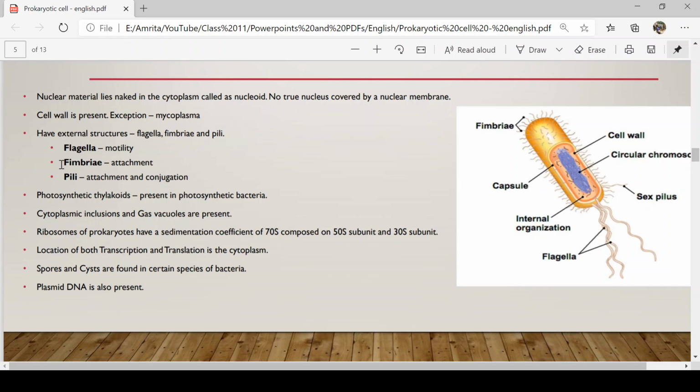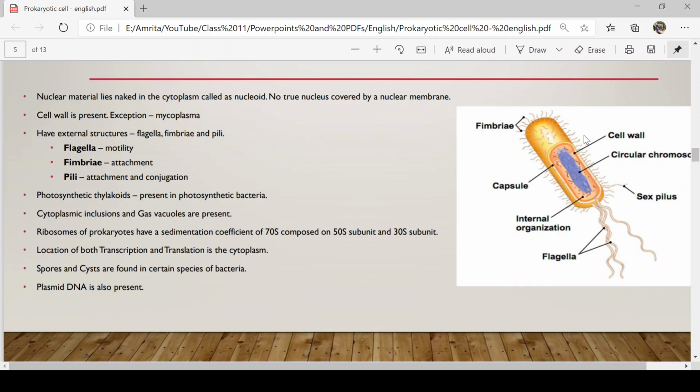Next, we have two different structures. One is fimbriae and one is pili. Fimbriae helps in attachment. Now, supposing a bacteria is swimming in a pool of water and it finds a substratum. What is a substratum? A rock or something where it can go and sit. Now, if there was nothing to attach itself to, how will it sit? It will just slip off. So these fimbriae are those structures which help in attachment to a particular surface or a substratum.